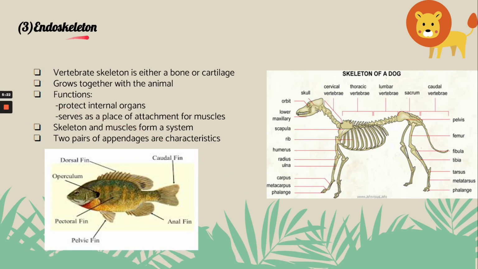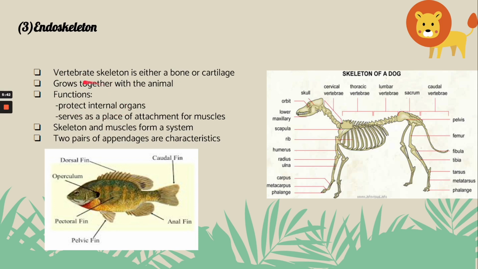Right. So next one is the endoskeleton. This is one of the most important characteristics. Right. So the vertebrate skeleton is either bone or cartilage, and it's a living tissue that grows together with an animal. Right, so the living tissue is considered a connective tissue.